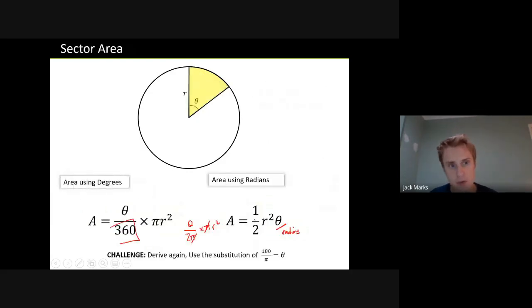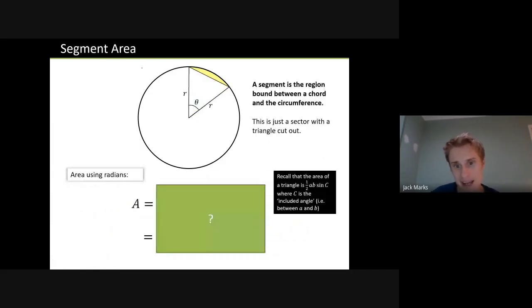While we're here, we could also talk about segments. So what is a segment? A segment is made by a chord. So imagine a chord on a guitar, those strings that go over there. It creates sort of this kind of shape. This is called a segment. You can think of a segment as a sector minus a triangle, okay? And then that will leave this part here. That's what's going on.